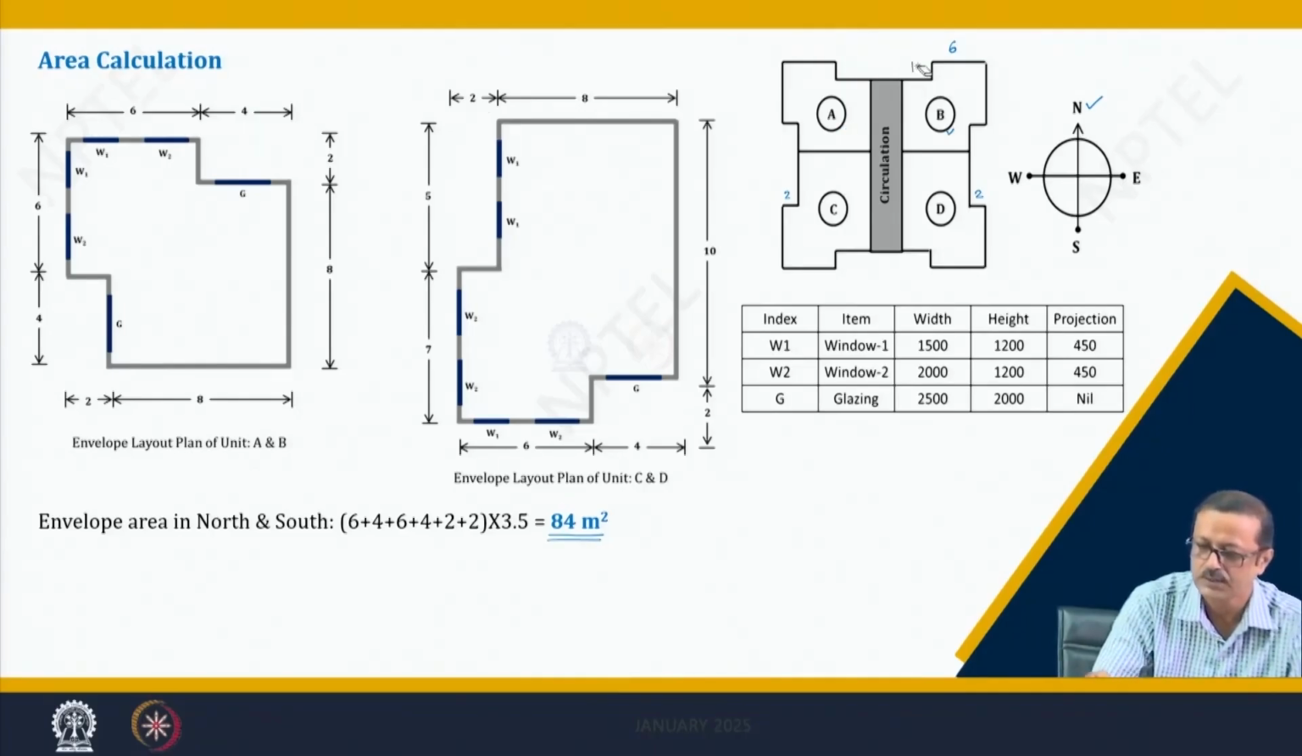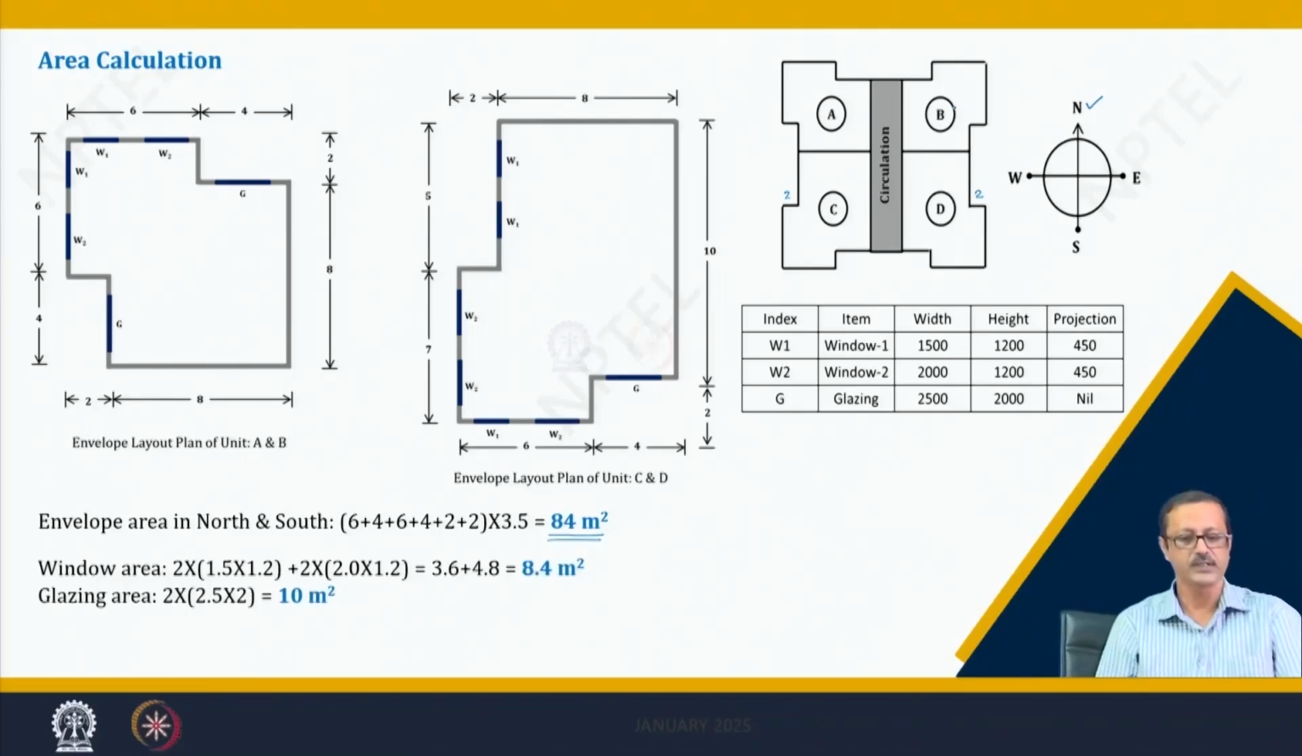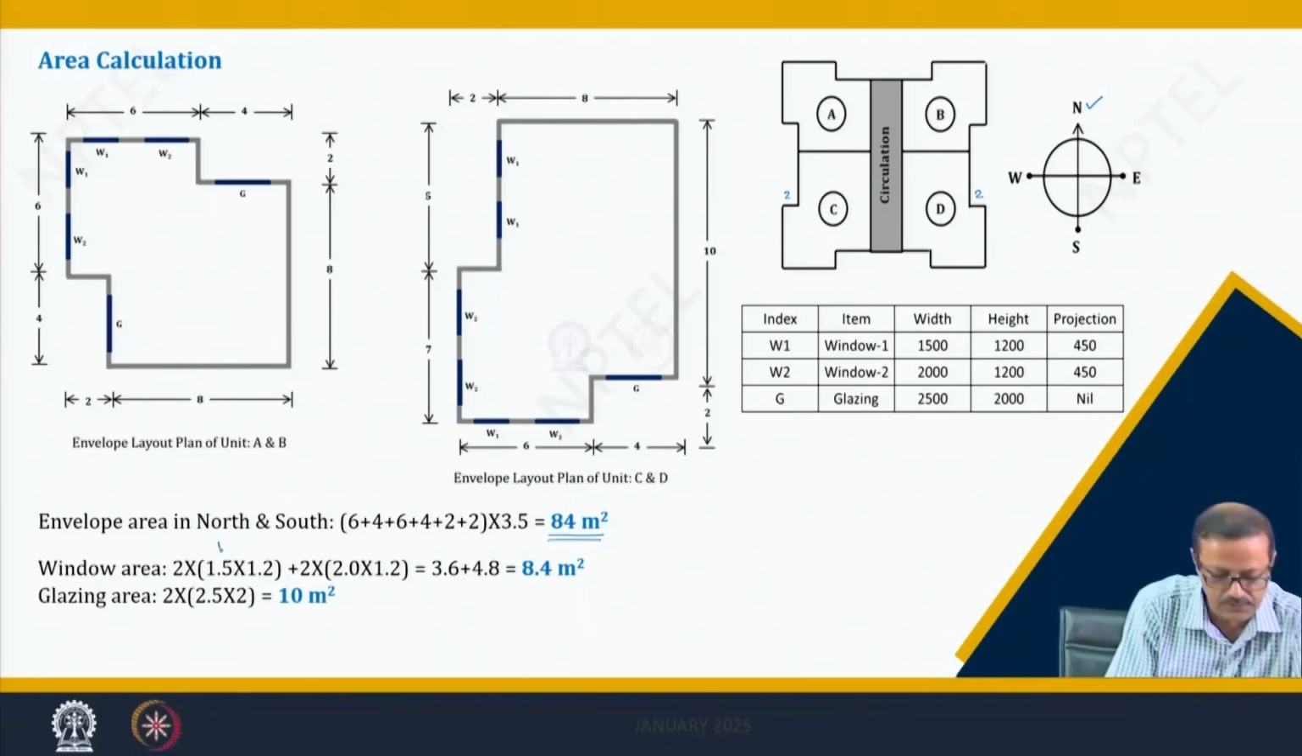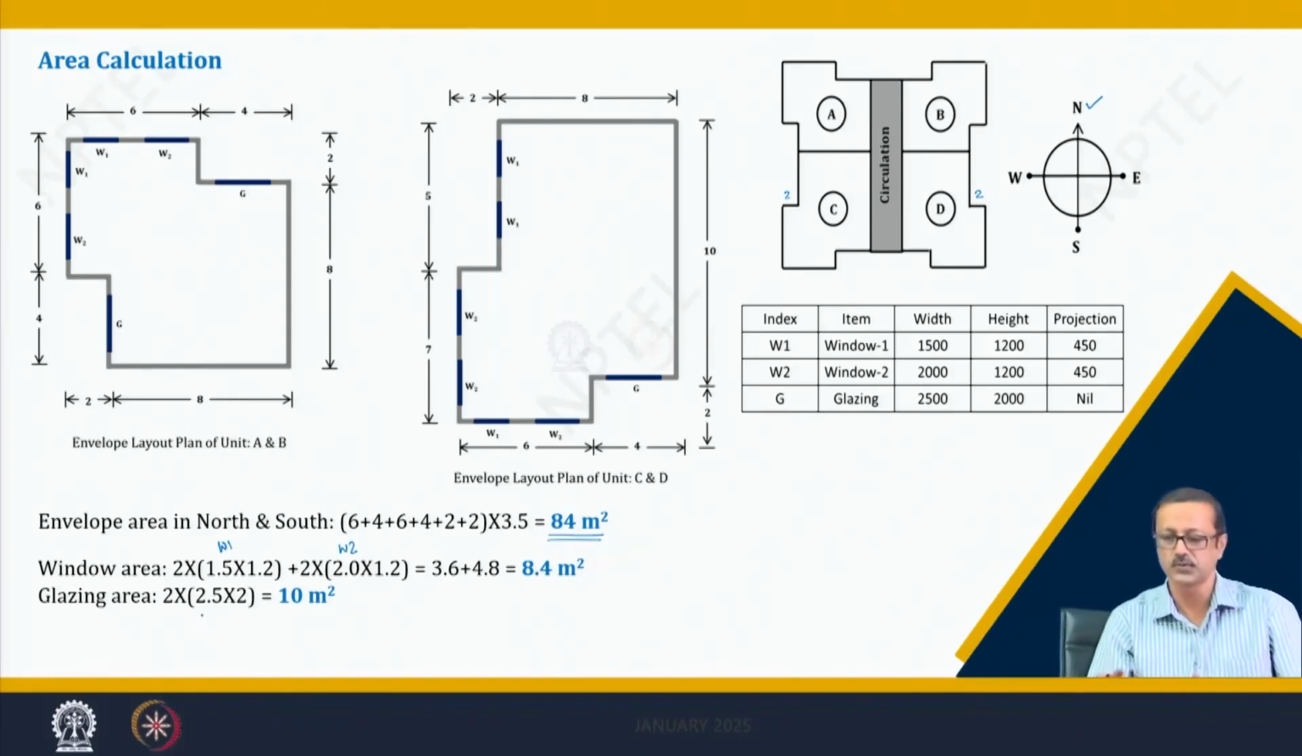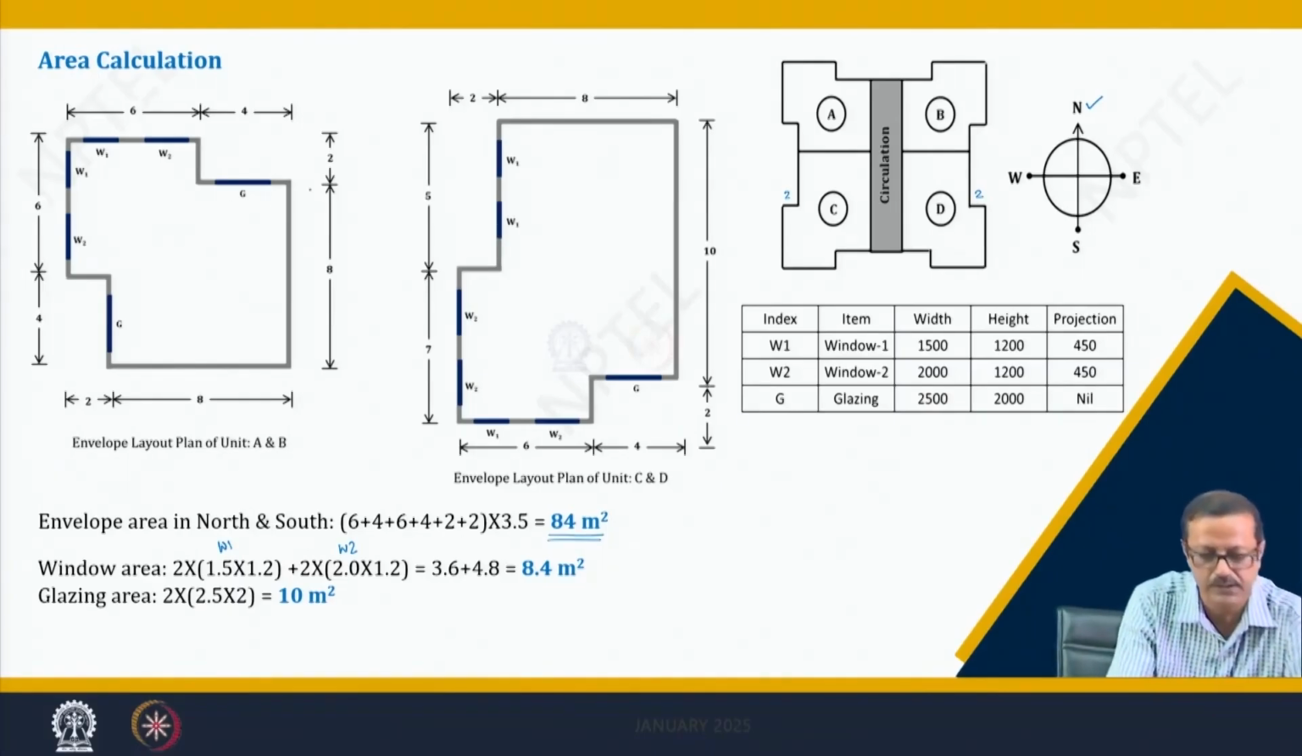Now we will see some deductions, because we have windows. How many windows are there in the north facade? There are 2 W1. So, this is your W1 and this is your W2, and this is the glazing area, there are 2 glazing areas. In this particular A, there will be a W1 and a W2 and a glazing, and here there will be a glazing, a W2 and a W1. So, there are 2 W1, 2 W2 and 2 glazing.